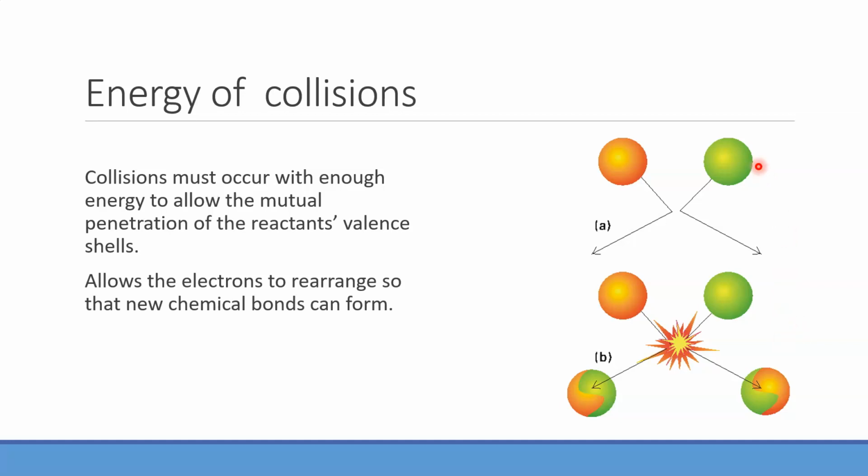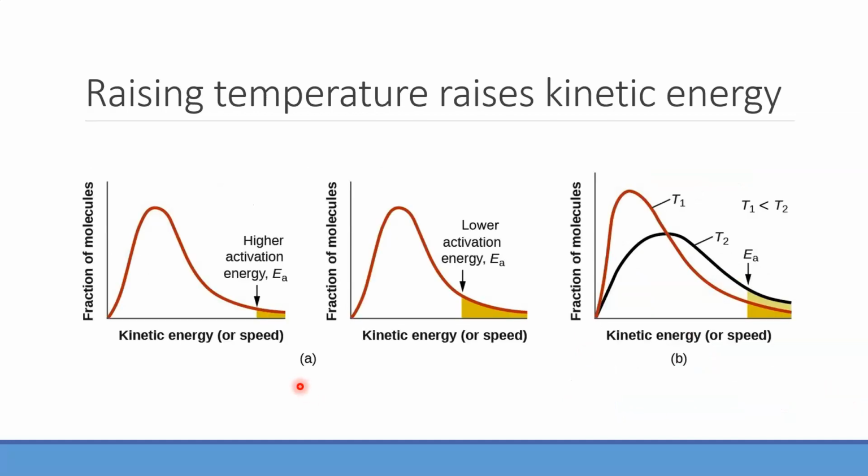Now, this is explained really well with kinetic molecular theory. So in other words, the higher the kinetic energy, the more likely the collision will have enough energy in order for it to be productive and the new chemical bond to form. So here's another way of looking at the kinetic energy or speed of the molecules in our reaction vessel. So here we have a fraction of molecules and we have the kinetic energy or speed. And at any given temperature, we will have a curve like this.